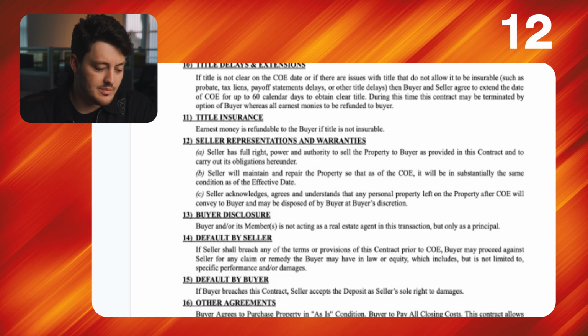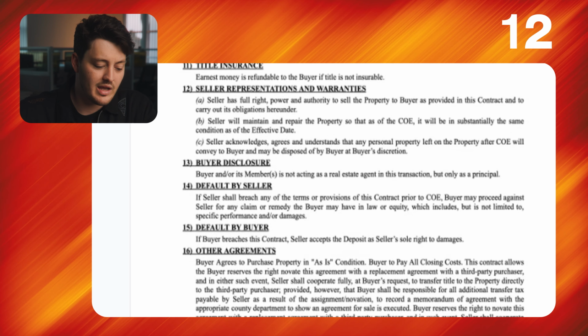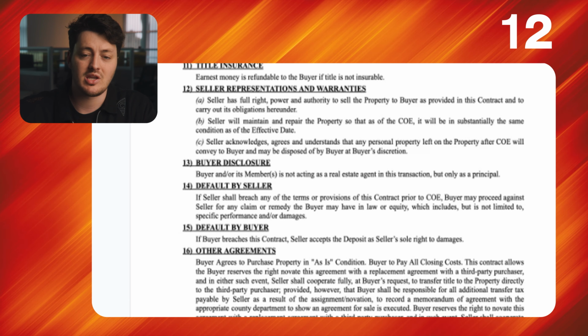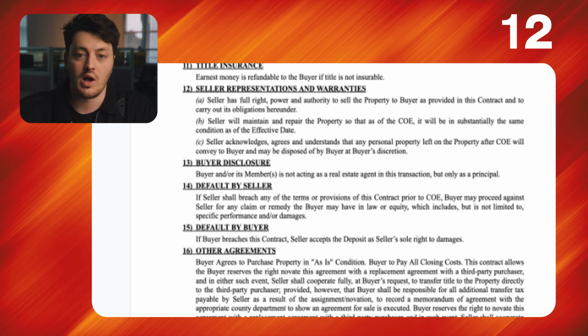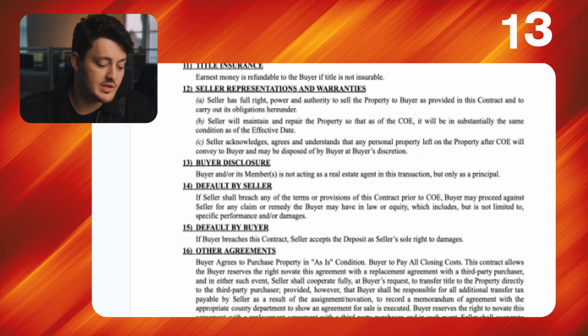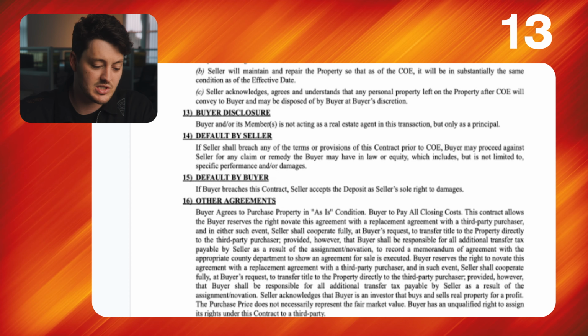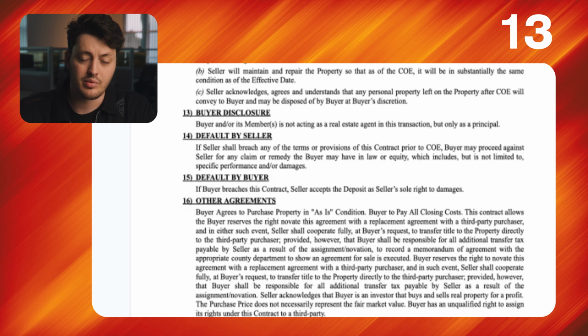Number 12 is very simple, it just states that the seller has the full right, power, and authority to sell the home, as well as will keep the property in the same condition it was in when the offer was made until the close of escrow. Number 13 just states that the buyer and/or its members are not acting as real estate agents in this transaction, but only as a principal buyer.